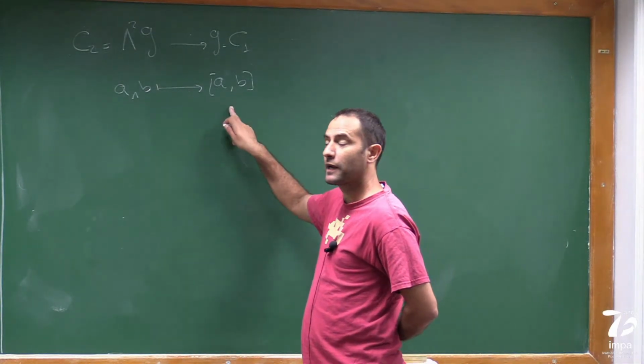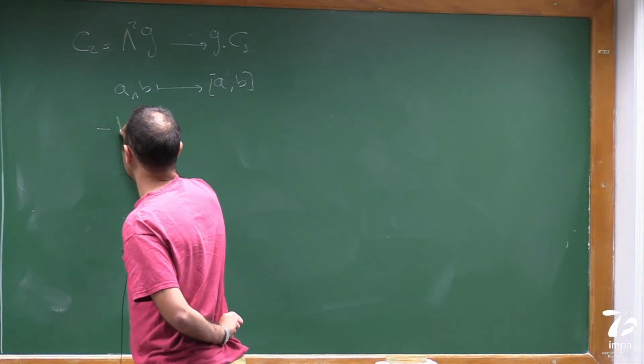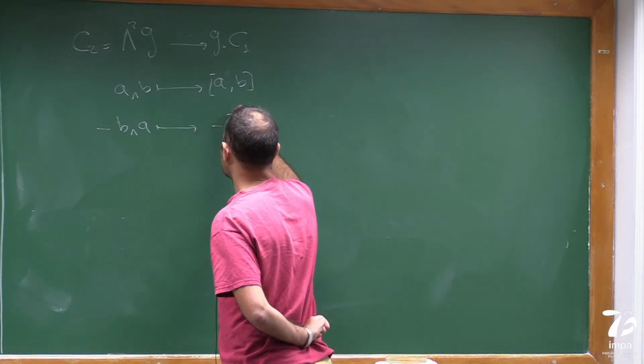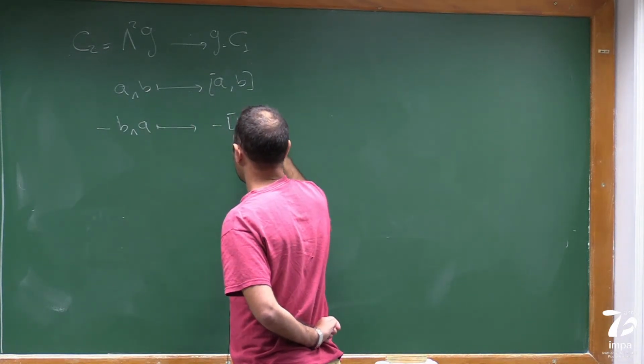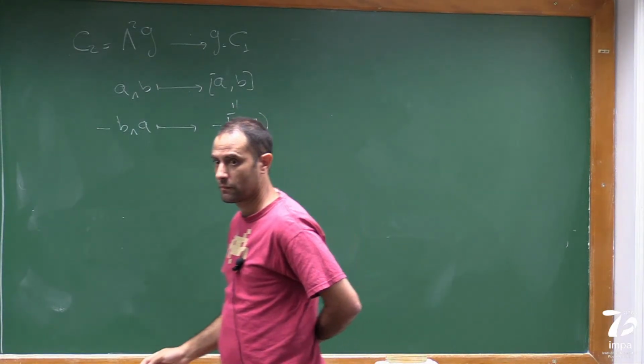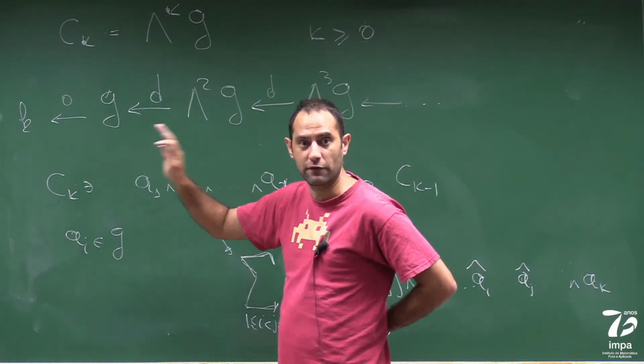Okay, so now this is the bracket. Now, why is this well defined? Well, this guy here is minus B wedge A, and this guy gets sent to minus A bracket with B. So for this to be well defined, I need a skew symmetry. So we've already used skew symmetry in just having this map well defined.